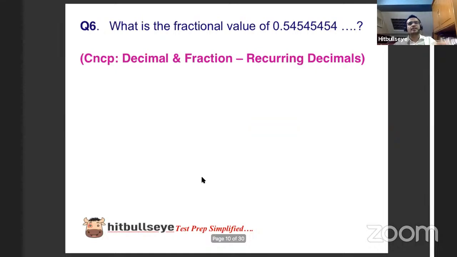So now the next question is, what is the fraction value of 0.545454? So 54 is the repeating value over here, as you can see. I'll give you a quick 20 seconds to check what the answer is for this one. If you can tell me the answer, please write it down in the chat window. I'll take a quick pause.